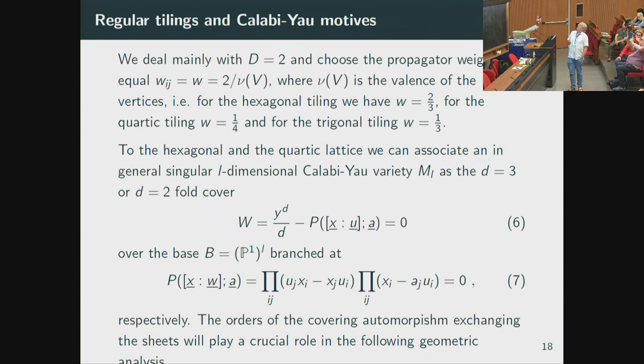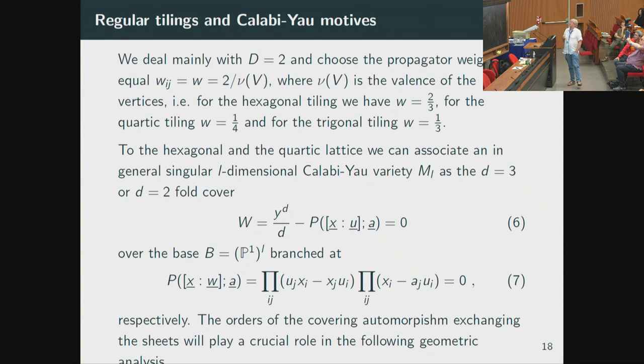And now, how do I associate a Calabi-Yau to this? So basically, we are doing this in two dimensions. Then the propagator weights are given by this here. For the quartic tiling 1/4, and for the triagonal tiling, we have these propagator weights. And now I sort of engineer the Calabi-Yau so that its period becomes the integral I'm interested in.